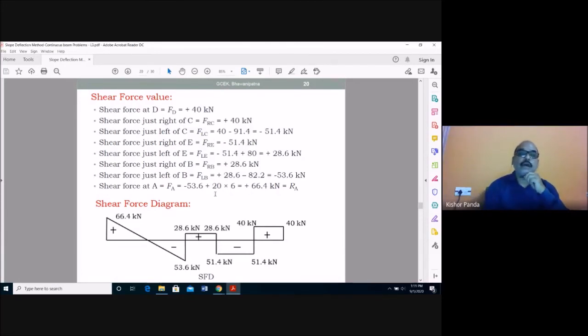Now all are clear. That is how to find the final moment and the free moment, how to plot the bending moment diagram, and how to find the reactions. Then the shear force at different positions, and then how to plot the shear force diagram.